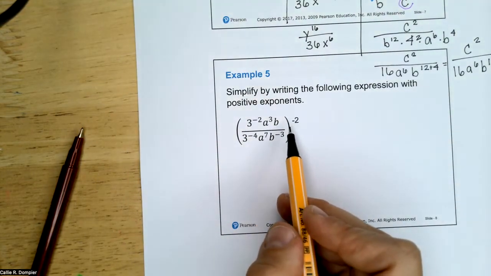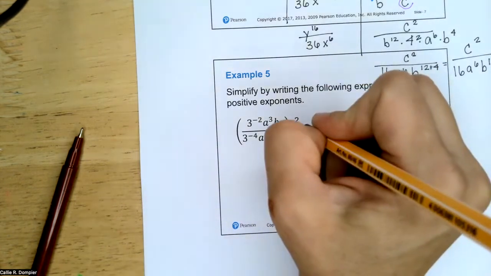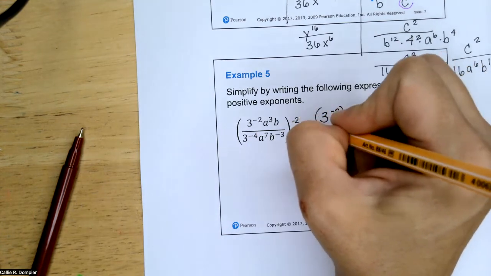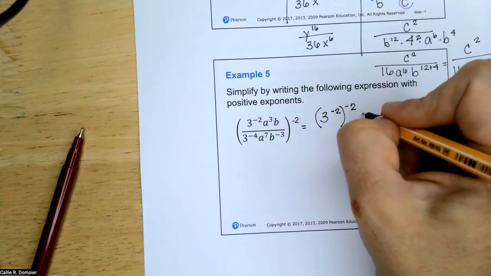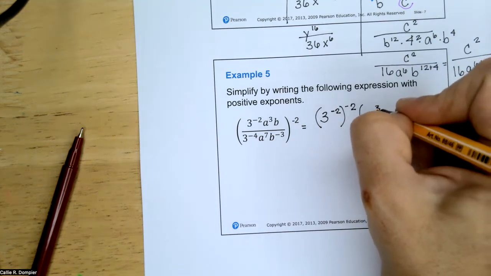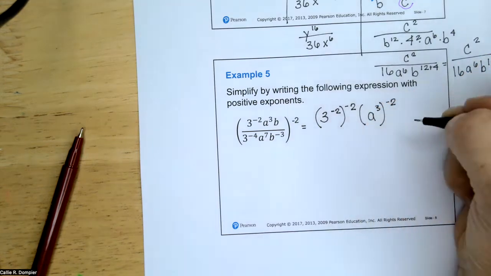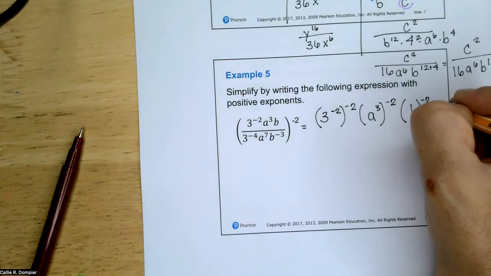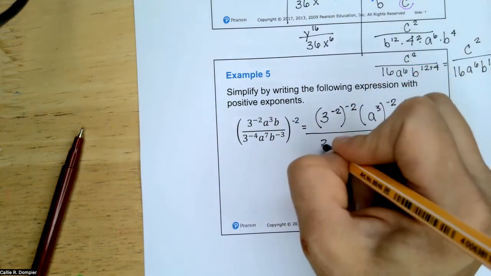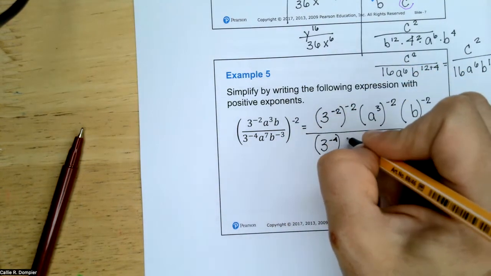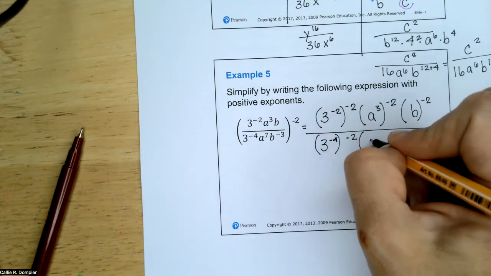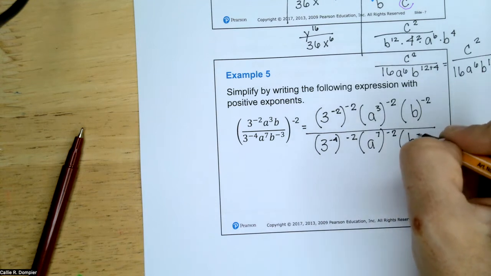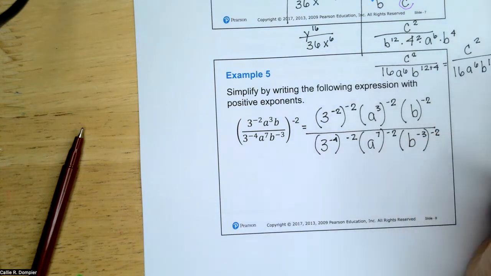Again, we're just going to distribute a -2 to all of these and make it super clear. All right, 3 to the -2 is being raised to the -2nd power. It's going to be multiplied by a to the power of 3 raised to the -2nd power, multiplied by b raised to the -2nd power, over 3 to the -4th raised to the -2nd power, a to the 7th raised to the -2nd power, b to the -3rd raised to the -2nd power.